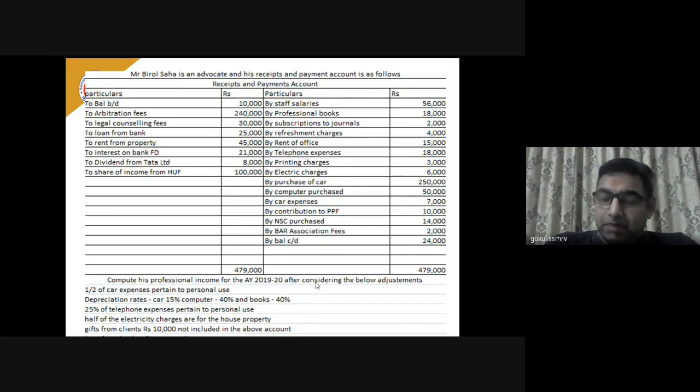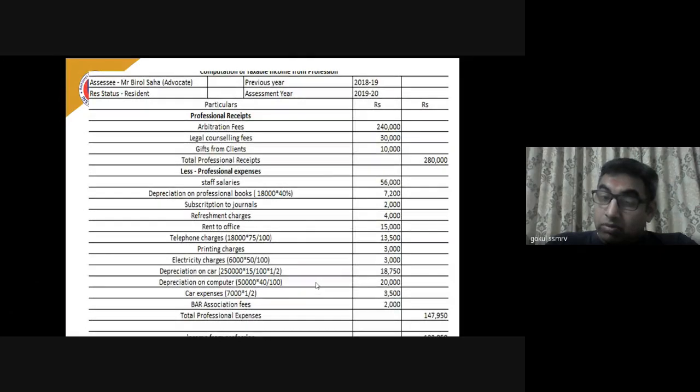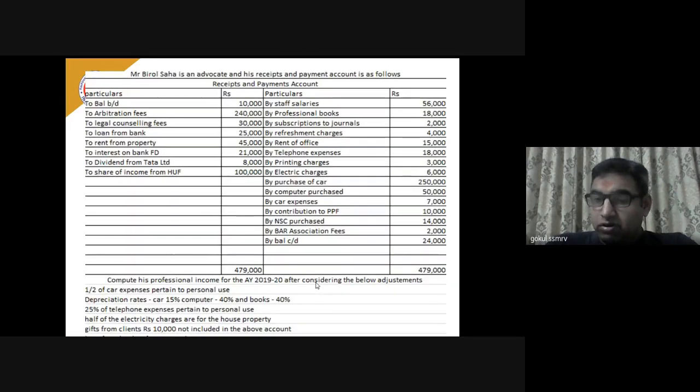Contribution to PPF also doesn't form part of your professional expense. Then NSC purchase, definitely not. Bar association fees is definitely part of it. Bar association is a legal association, the lawyers association, for which he has to pay a fees. That is also part of his professional expense. Balance carried down can be ignored.